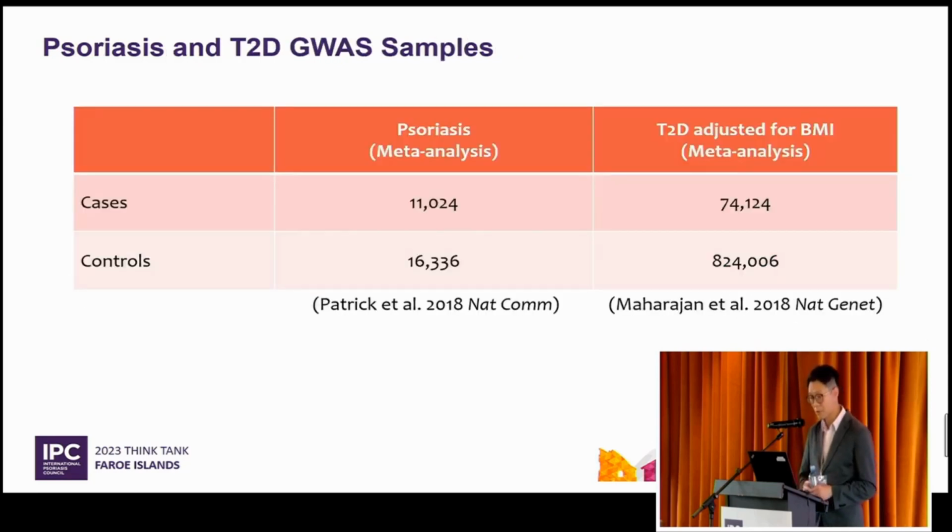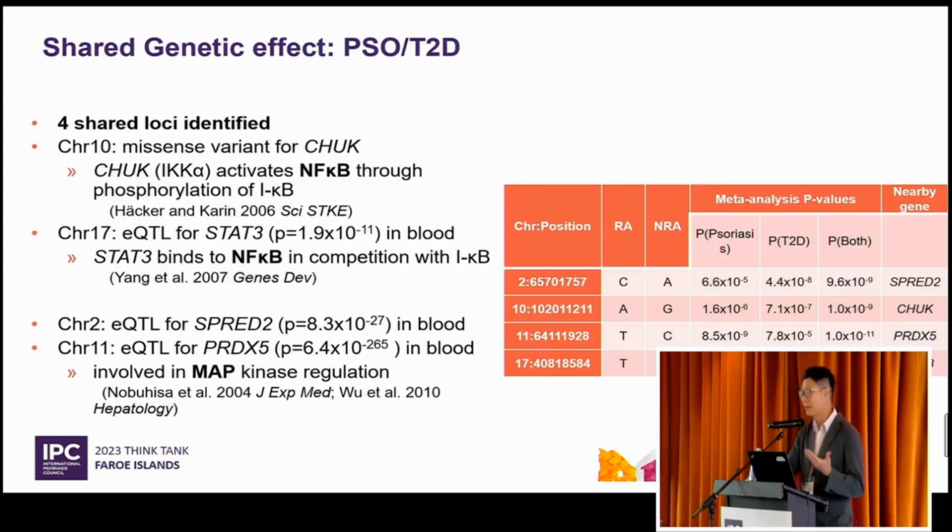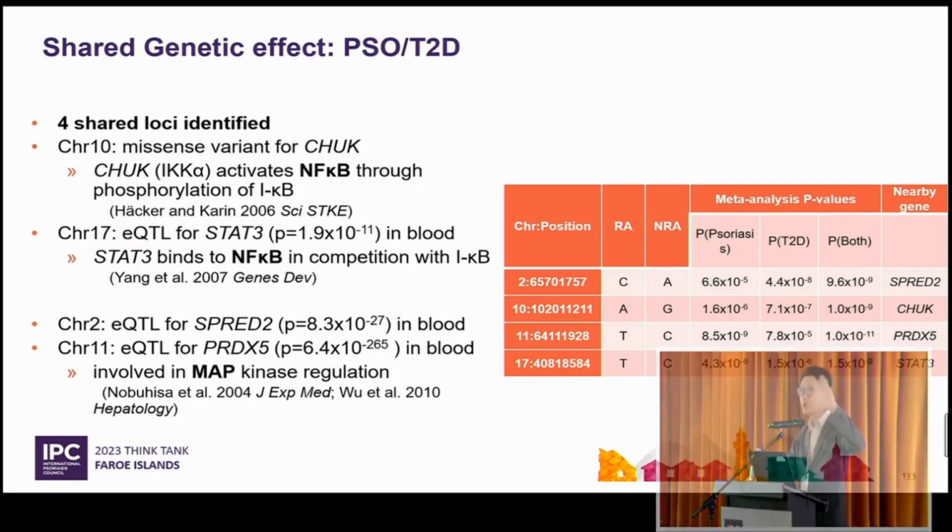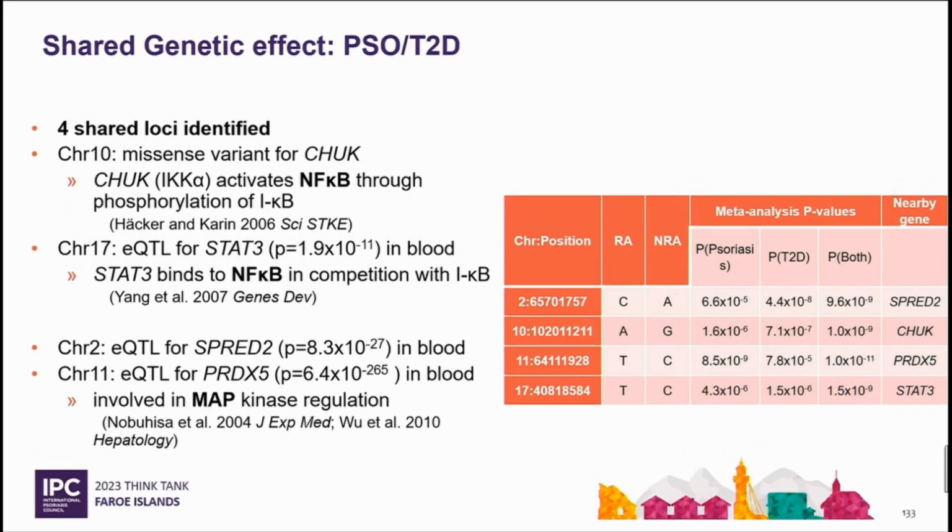So this is the cohort that we use. For psoriasis, we have over 10,000 cases, and in this type 2 diabetes cohort, we have over 70,000 cases. This study is actually adjusted for BMI. Then we compare and identify signals that are shared within the same genetic regions. We identified 4 shared signals. Interestingly, they seem to be involved in the NF-κB signaling pathway and also in MAP kinase regulation.